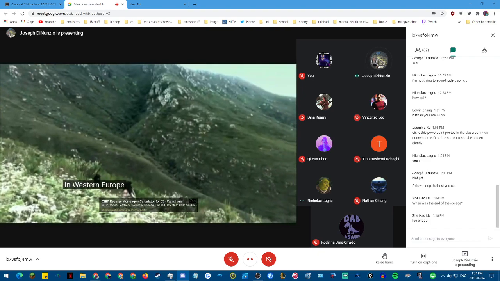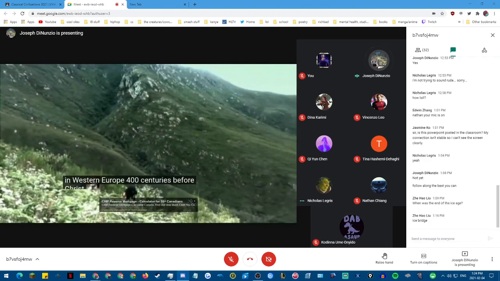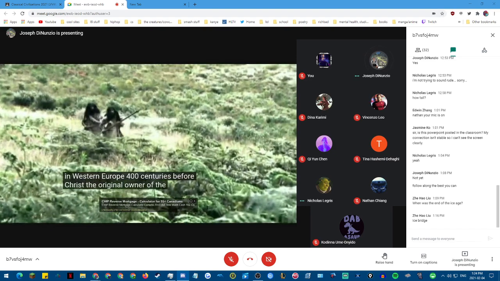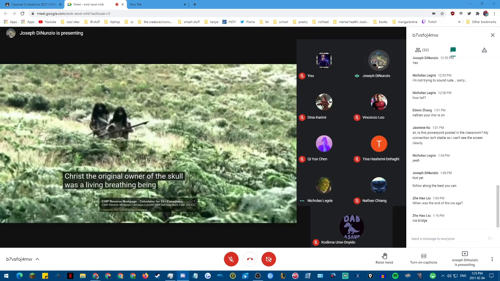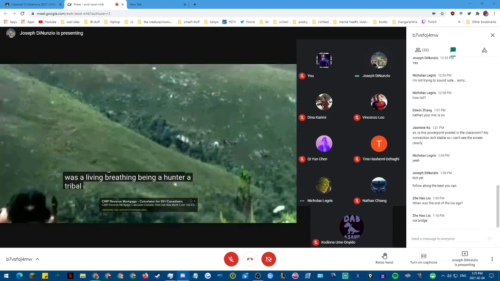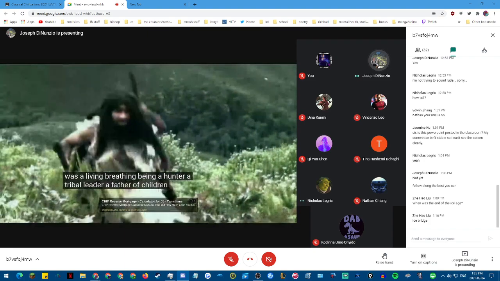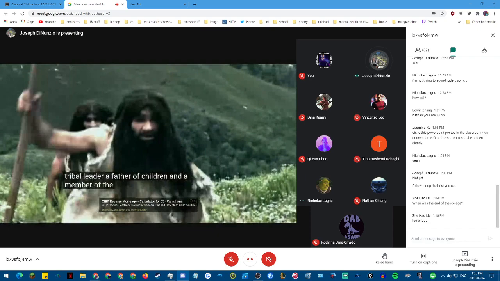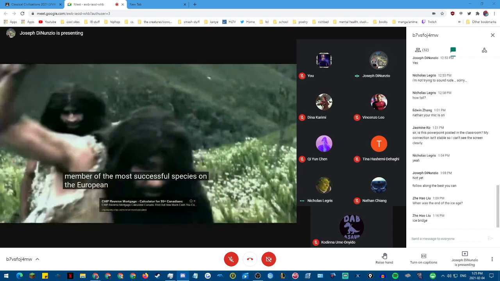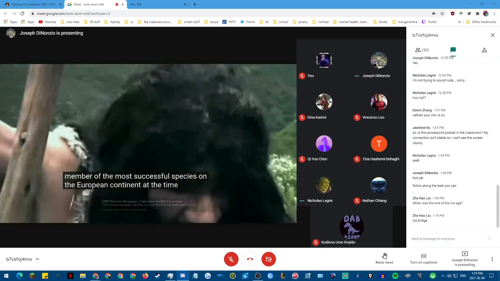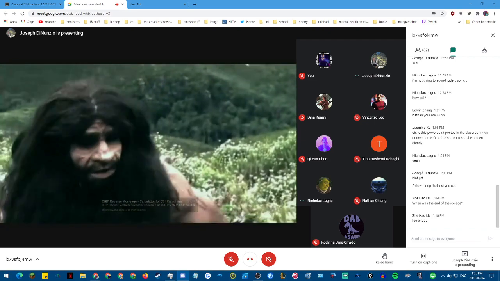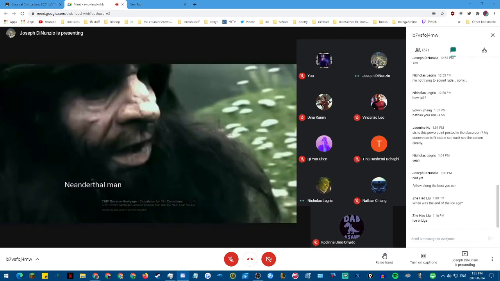In Western Europe, 400 centuries before Christ, the original owner of the skull was a living, breathing being, a hunter, a tribal leader, a father of children, and a member of the most successful species on the European continent at the time. Neanderthal man.